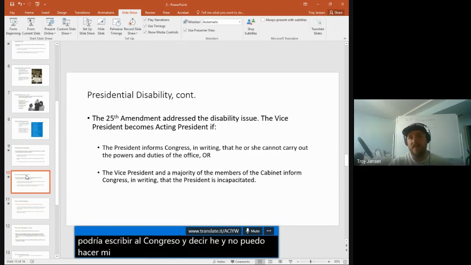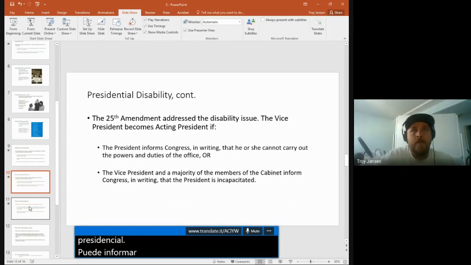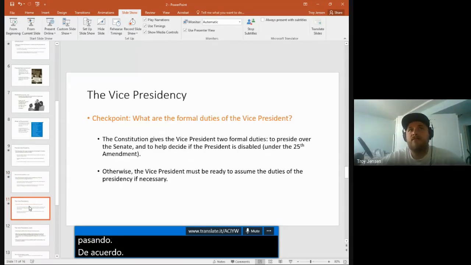Or the vice president and the majority of the members of the cabinet can inform Congress in writing that the president is incapacitated. Okay. So the vice presidency, what are the formal duties of the vice president?